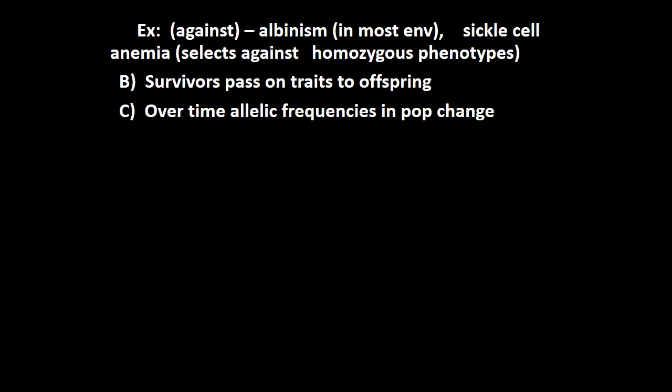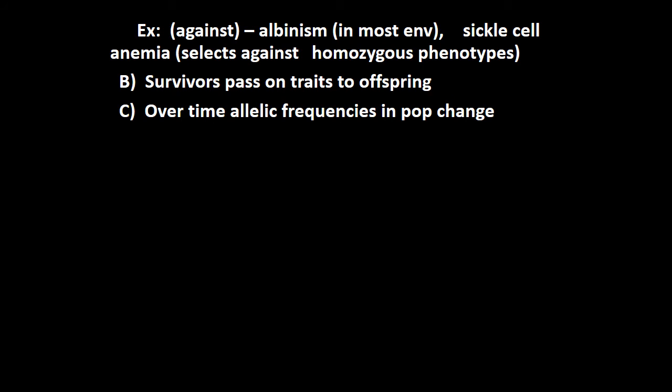Some examples where the environment selects against particular phenotypes would be albinism. In most environments, that increases their chance of being predated, although in the Arctic environment, it will actually increase their chances of survival. Sickle cell anemia is another example, where it selects against the homozygous recessive phenotype, but selects for the heterozygote, increasing its resistance to malaria. IB really likes to use that one, so I would be aware of that.